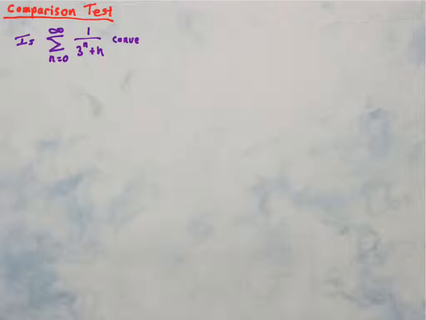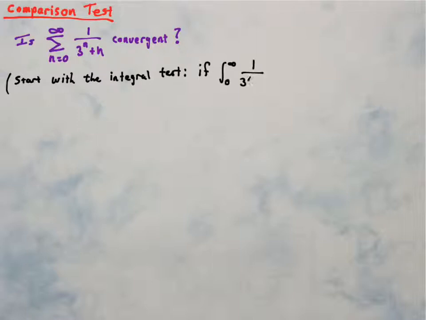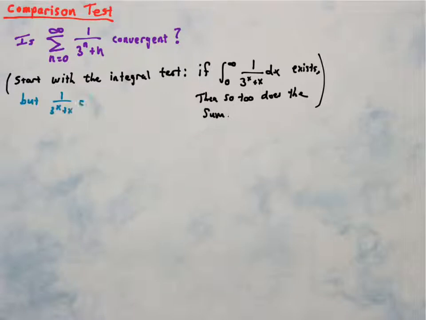So here's an example. Is this particular series convergent? Now I'm mentioning something here about an integral test. This is something that we'll see a little bit later. But if I wanted to try the integral test, I can't integrate this particular function. So the integral test isn't going to help me at all.